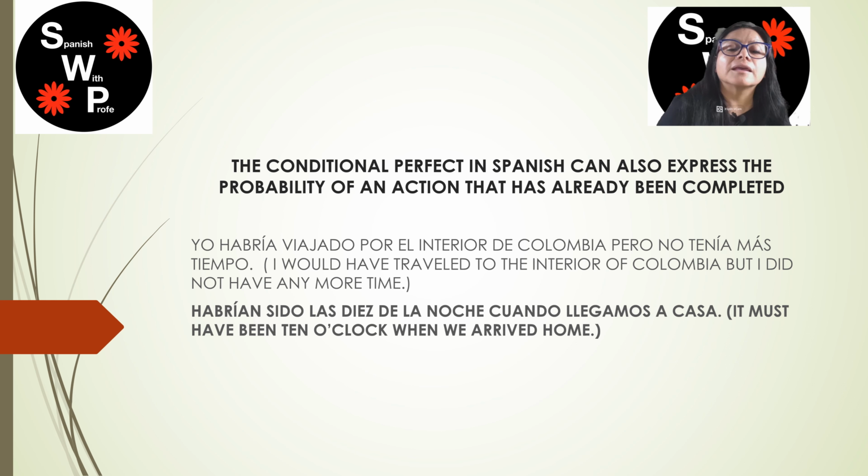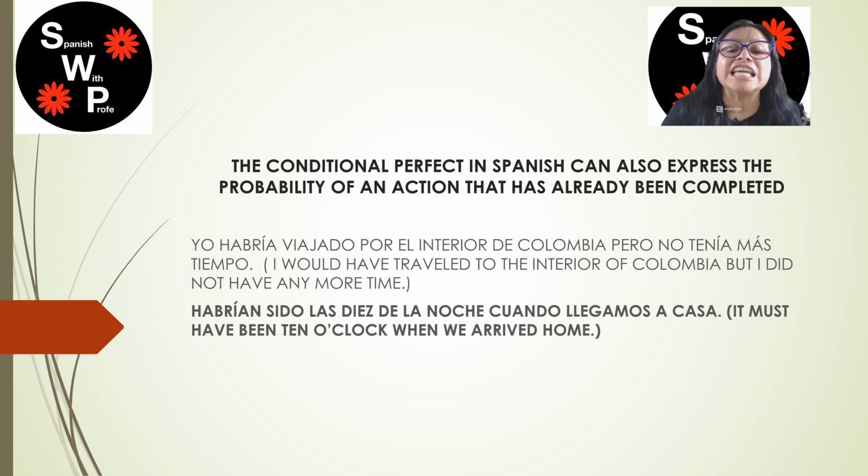And the example right here is from the previous ones. Yo había viajado por el interior de Colombia, pero no tenía más tiempo. I will have traveled to the interior of Colombia, but I didn't have any more time. So if I had time, I would have done it, but no time. No había más tiempo, no tenía más tiempo. I was pressed with time. Se me acababa el tiempo. Y posiblemente el dinero. And maybe money. I was running out of money.